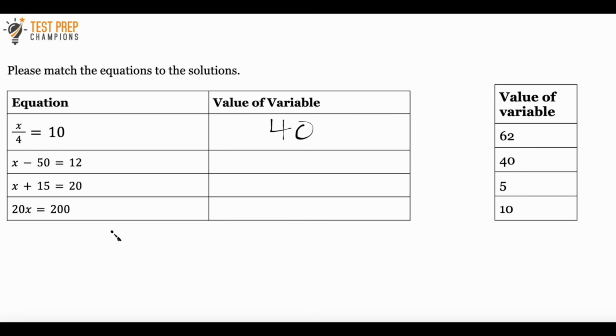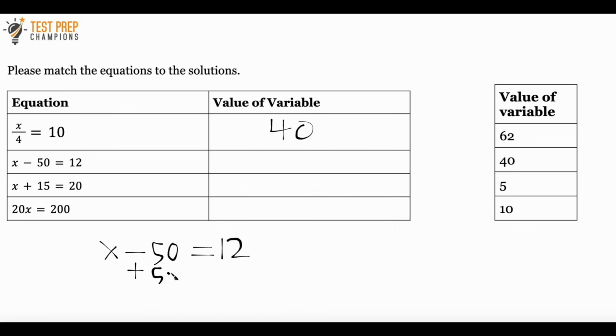So next, we've got x minus 50 equals 12. So the name of the game here again is to get the x by itself. Now here I see x minus 50. So to get rid of the 50, in order to leave the x by itself, I have to do the opposite of minus, which is plus.